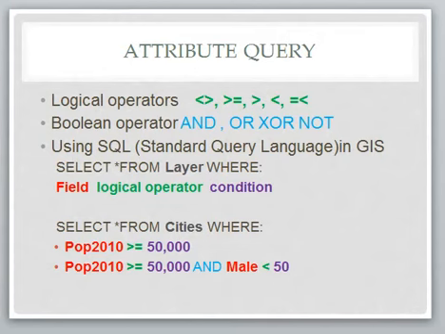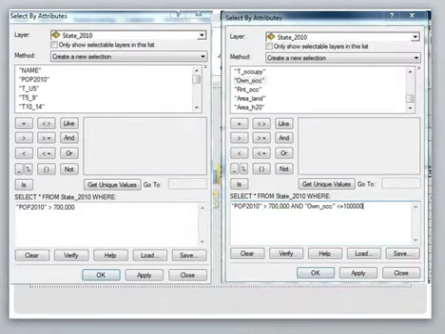Or we do select from cities where population is greater than or equal to 50. You could select from 2 different fields. Population is greater than or equal to 50,000, but males are less than 50%. So you could look at it that way. So lots of ways to look at that. And you guys have used these a lot, right? So we've got the queries.